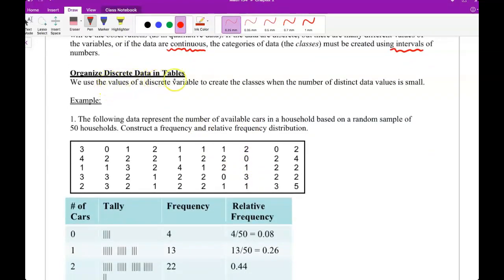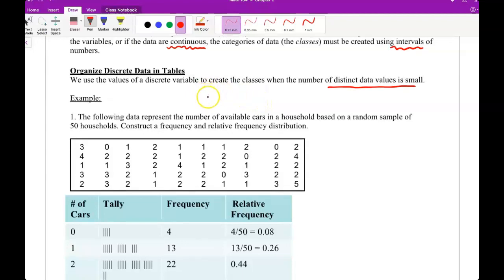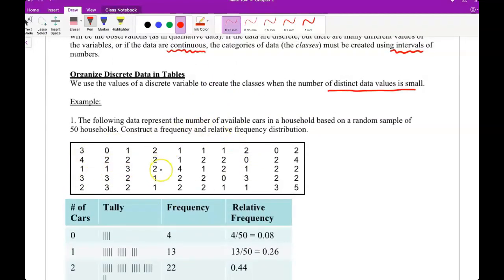Okay, organize discrete data in tables. We use the values of the discrete variable to create the classes when the number of discrete data values is small. So when the number of data values is small, we're going to use this part. Here is an example for discrete data. The following data represent the number of cars in the household based on a random sample of 50 households. Construct a frequency and relative frequency distribution.